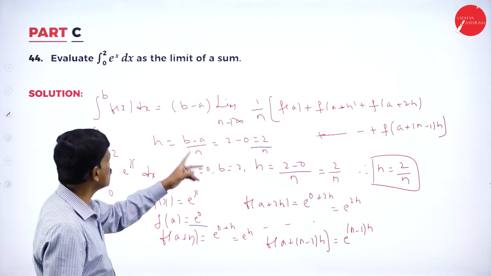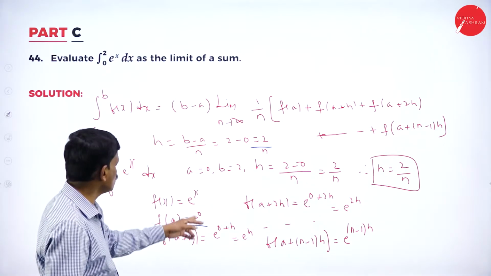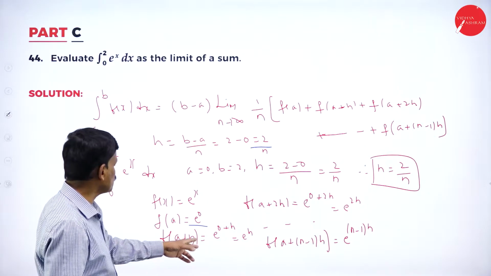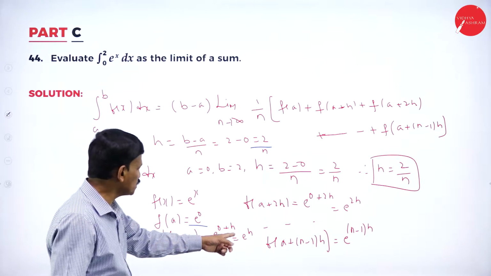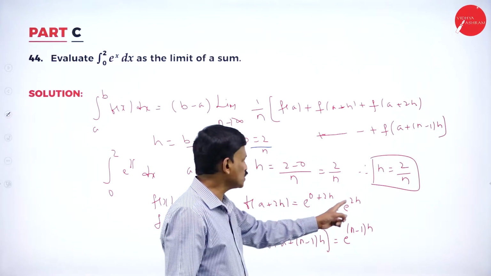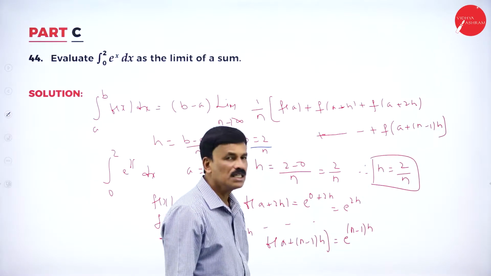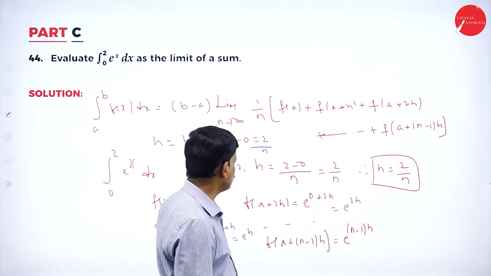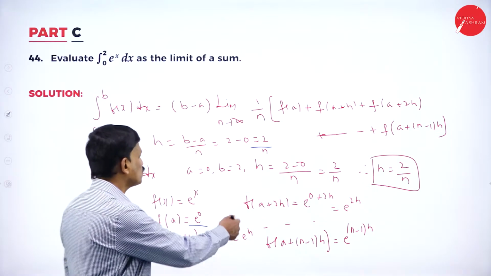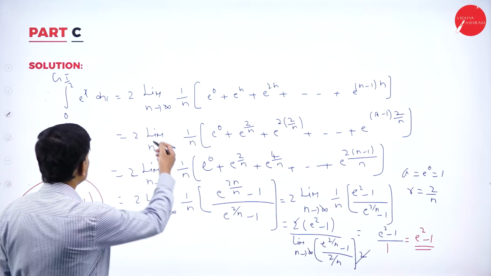Now, since f of x is equal to e to the power of x, f of a is e raised to a. What is a? 0. E power 0. F of a plus h is e to the power of 0 plus h, which is e power h. Similarly, a plus 2h is 0 plus 2h, which is e power 2h, etc. F of a plus n minus 1 into h can be written as e to the power of n minus 1 into h. A is 0. Substitute these values in the standard equation. Substituting these values in the given expression here.